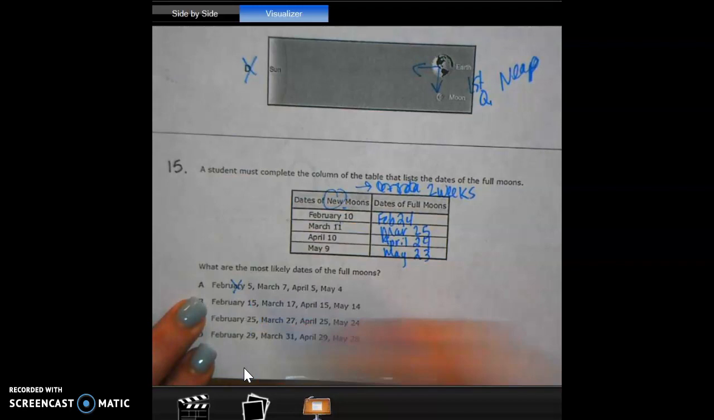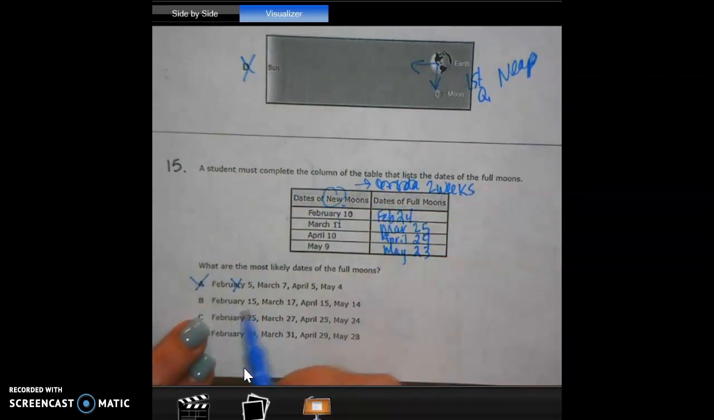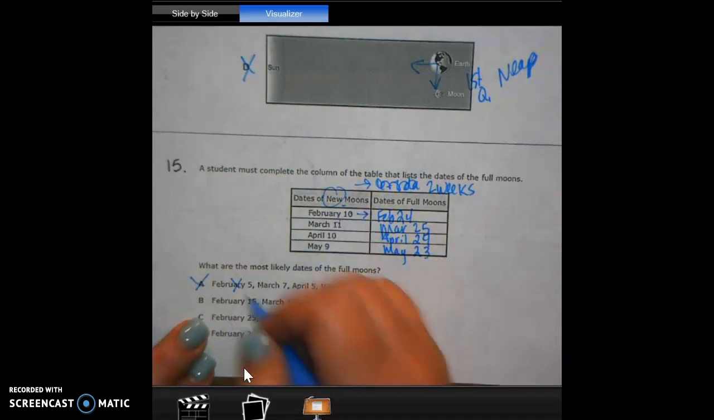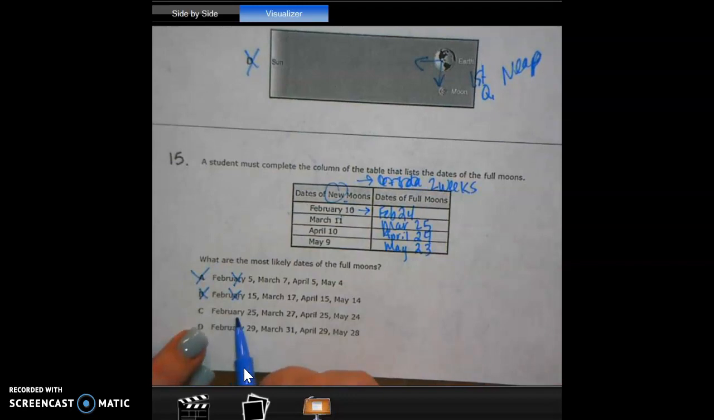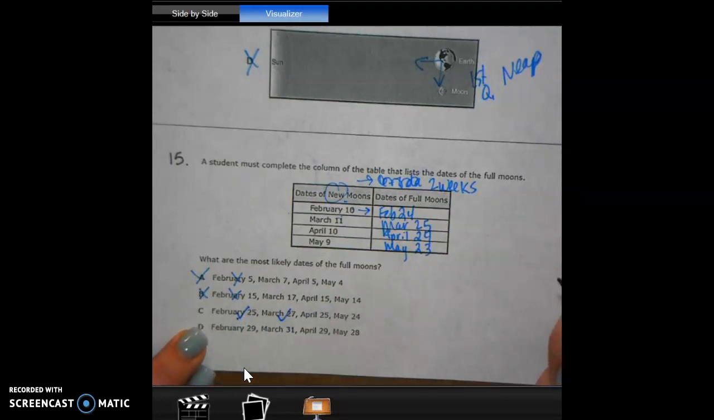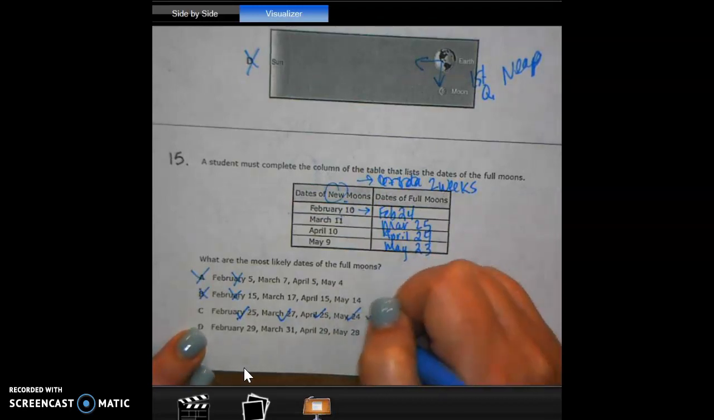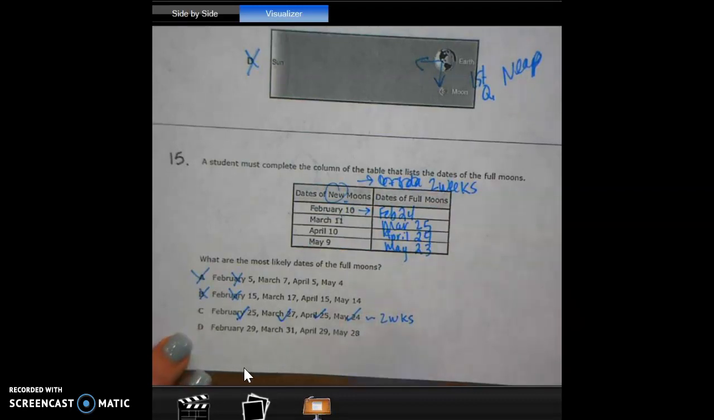February 5th, nope, not even close. That's actually before the 10th. February 15th, that's only 5 days later, so that's not nearly enough time to get to the next full moon. February 25th, that's very close. That's 2 weeks and 1 day. March 27th, that's 2 weeks and about 2 days. April 25th, that's about 2 weeks. And May 24th. So these are all roughly about 2 weeks after the dates of the new moon. So that one looks really good.